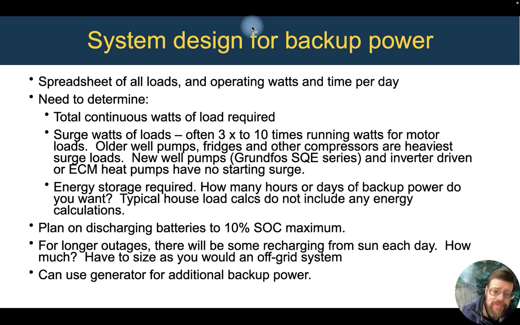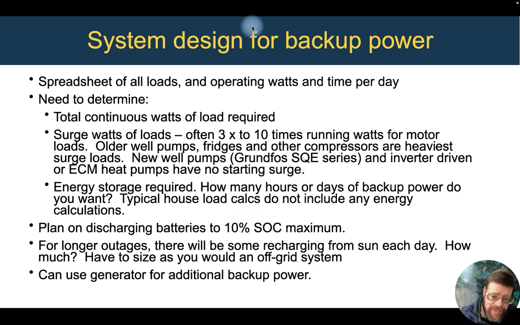So anything that's turning itself on and off automatically, like refrigerators, doing an actual measurement and getting the energy use that way can be more accurate than trying to estimate hours per day that it operates. What we're trying to figure out is our total continuous watts of load that we're trying to serve, and the energy storage required, and also the surge wattage. That also comes into play in sizing our inverter.